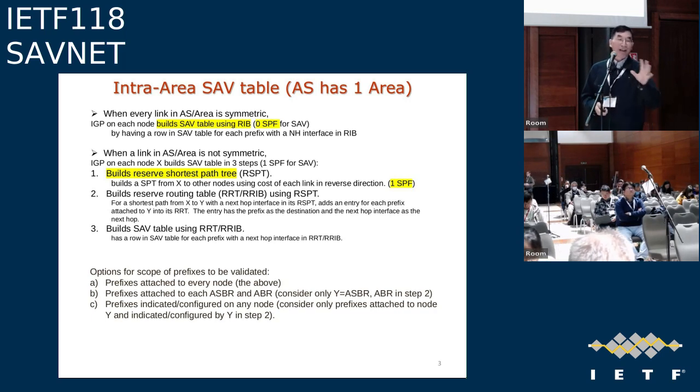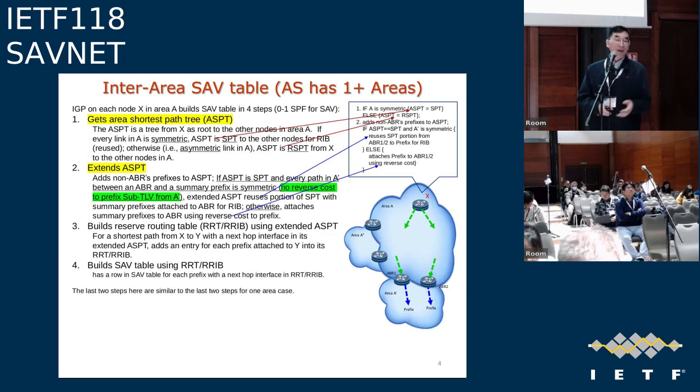So then let's look at the multiple area cases. So for multiple area cases, it's similar. Basically, if every link in the domain is symmetric, then we just copy the routing table to the SAVI table for every node in any area. So here we just give a general procedure for every node in any area to build its SAVI table.